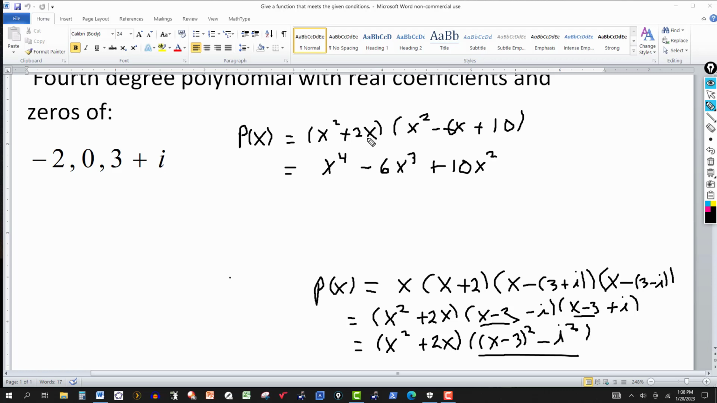Then I'm going to multiply through by 2x. Everything in that second parenthesis times 2x. So 2x times x squared is a plus 2x to the third. And then 2x times a minus 6x is a minus 12x squared. And then 2x times 10 is 20x.